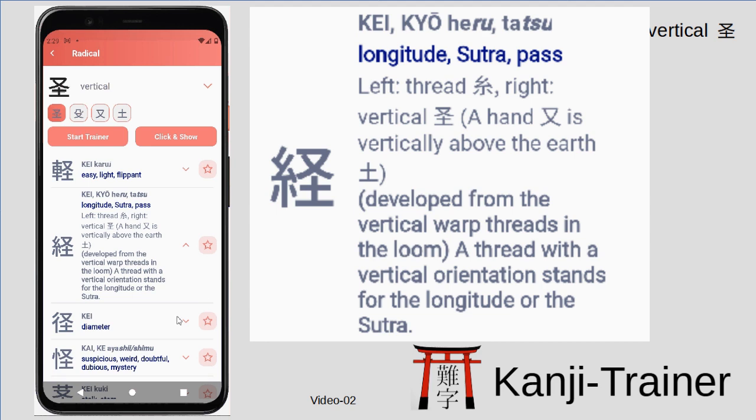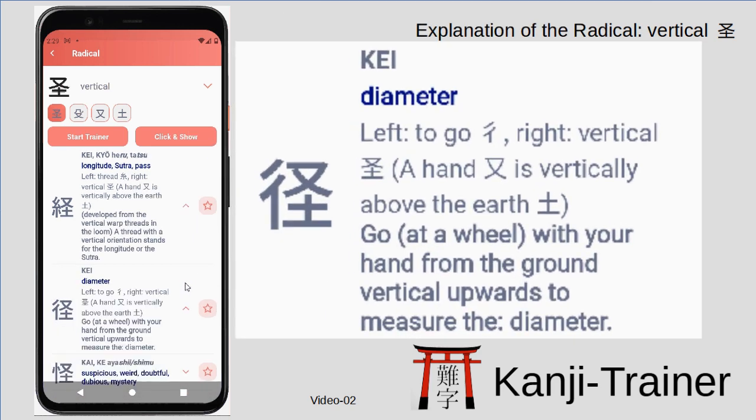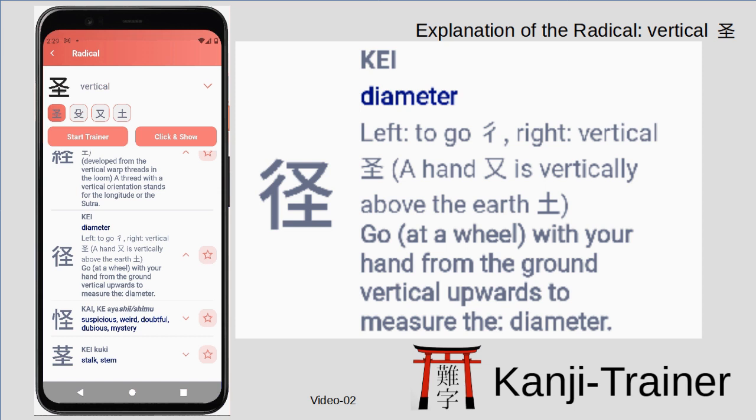The next entry has the pronunciation kei and the meaning diameter. It is composed of the radical for to go and vertical. It can be considered as the instructions for how to measure the diameter. The memory phrase is, go at a wheel with your hand from the ground vertically upwards to measure the diameter. I am convinced that you will not have any problems in memorizing this kanji after you have learned about its origins.